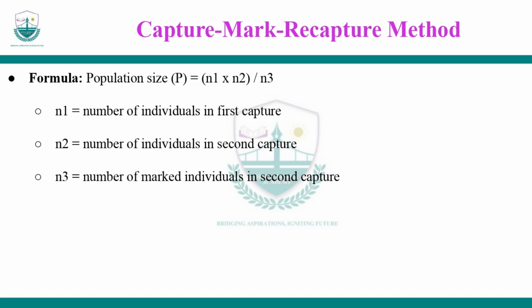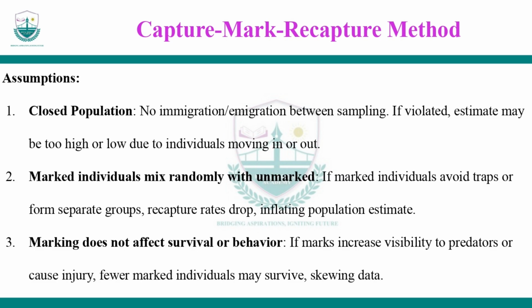We use this equation. P equals n1 times n2 divided by n3, where n1 is the number captured and marked in the first round, n2 is the total caught in the second round, n3 is the number of marked individuals recaptured. The logic here is simple. The proportion of marked individuals in the second sample reflects their proportion in the entire population. But for this to work, certain assumptions must hold true.